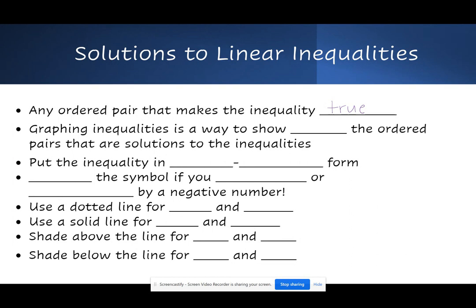So graphing inequalities is the way to show all of the ordered pairs that are solutions. We're going to have to do some shading, but first we're going to put the inequality into slope-intercept form and then graph it. And the important part is that while we're putting it into slope-intercept form, you need to flip your symbol, like greater than, less than, all those, if you multiply or divide by a negative number.